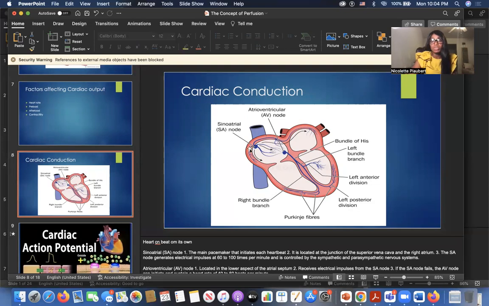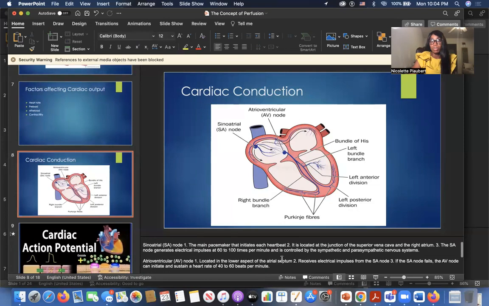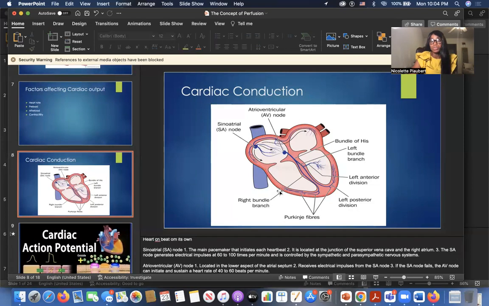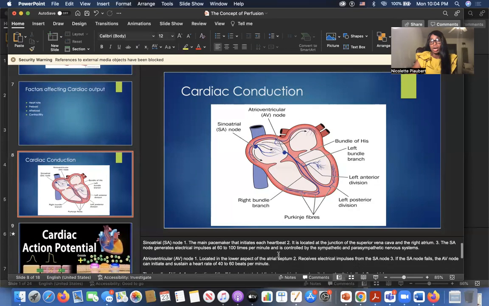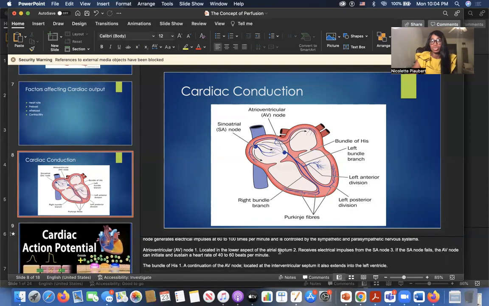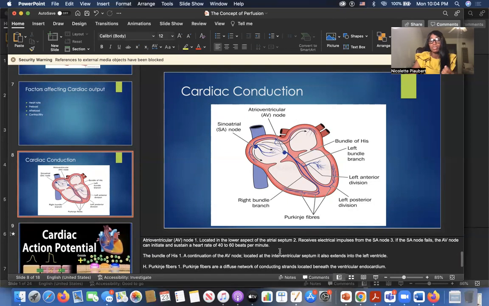It happens because of these electrical impulses that we've been talking about with the SA node, which is the initiator. It is a pacemaker, and it beats from 60 to 100 beats per minute. We also talked about the AV node, which is the next signal receiver after the SA node, and the AV node beats from 40 to 60 beats per minute. Then the AV node sends signals to the bundle of His, and then the Purkinje fibers.